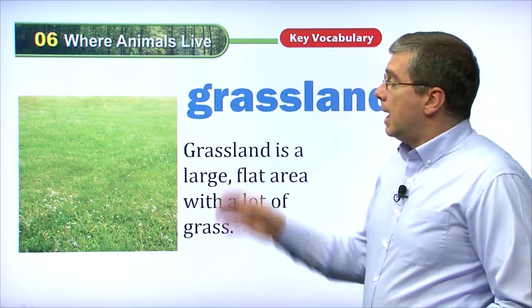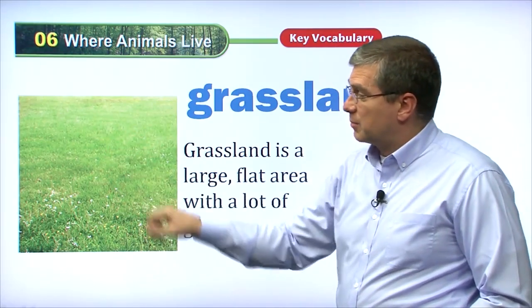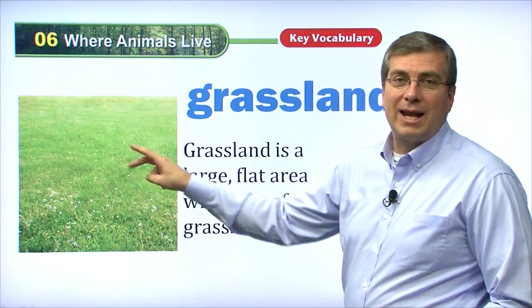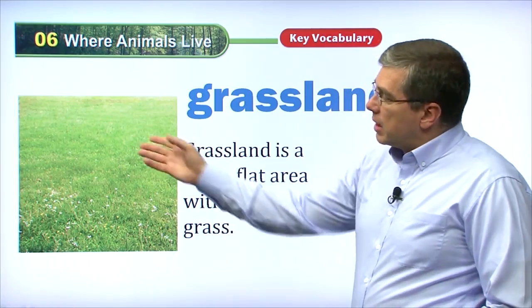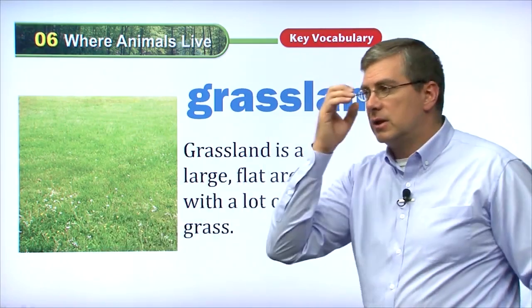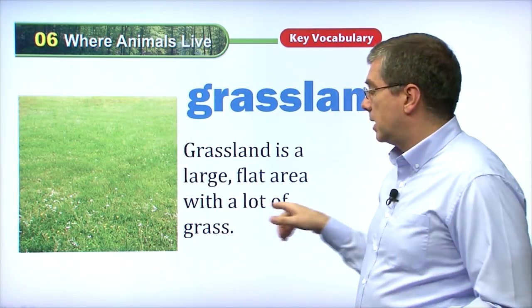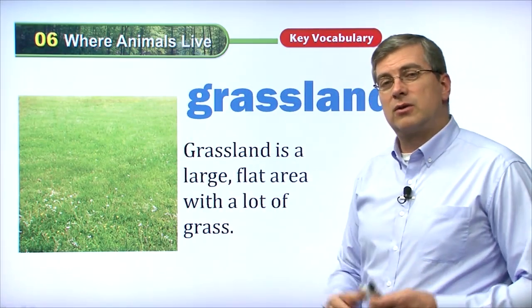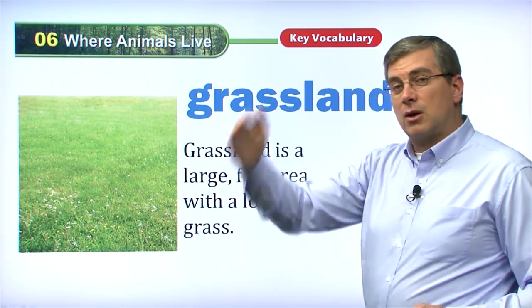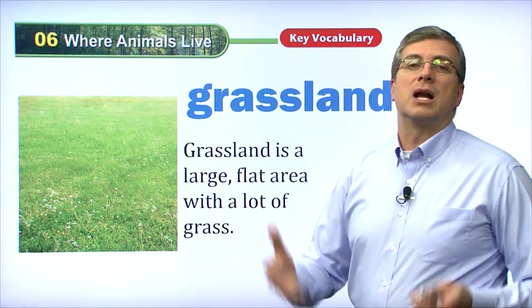Okay. Another type of habitat is a grassland. Now, in a grassland, of course, there's lots of grass, but there's no water right here, right? If there's water, it's under the ground. You will not get wet if you go walking along a grassland. But another point about a grassland, there are no trees. So it's not a forest, it's open grassland. You can see very far. Grassland is a large, flat area with a lot of grass. So the characteristics of grassland: no trees, it's flat, so you don't have mountains or hills, and it's a large area with a lot of grass.